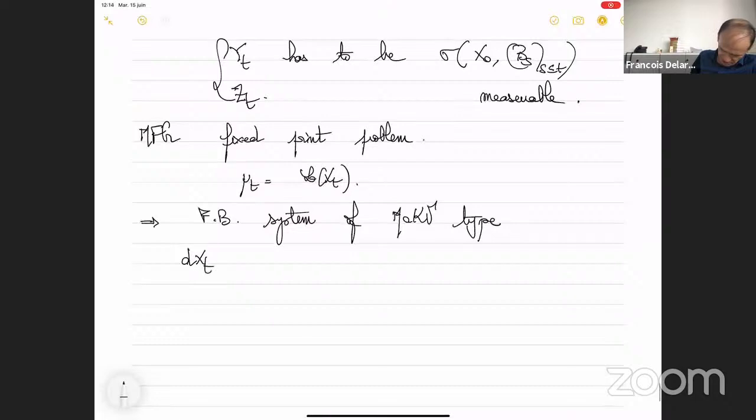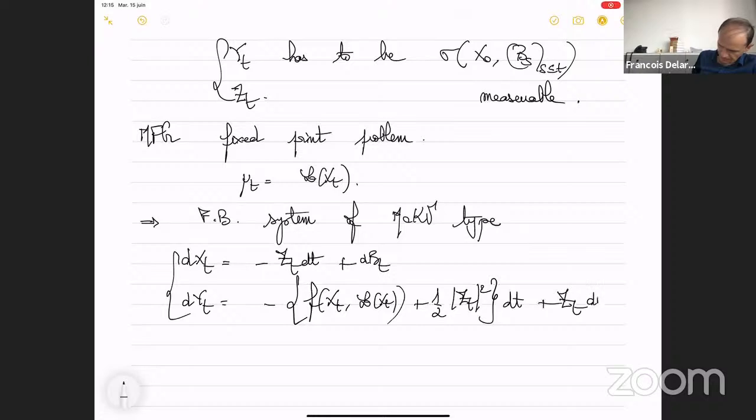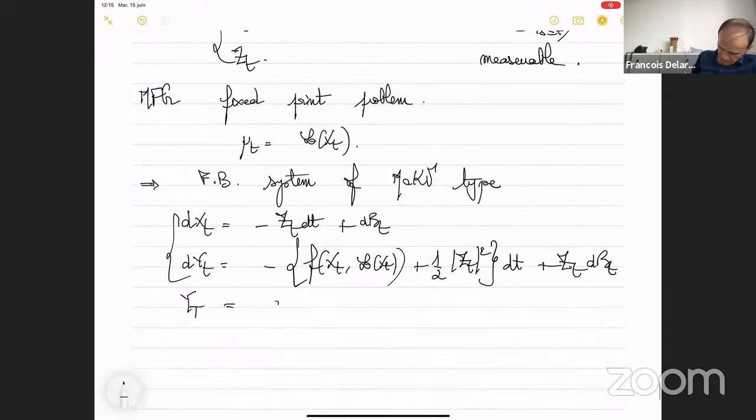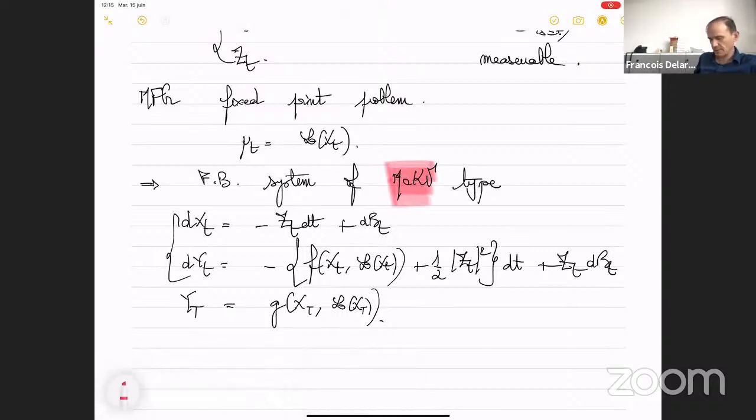So you end up with a forward-backward system of the McKean-Vlasov type. You have that dX_t is minus Z_t dt plus dB_t, and dY_t is minus f(X_t, the law of X_t) plus 1/2 Z_t squared dt plus Z_t dB_t. And then Y_T is g(X_T, the law of X_T). We call this McKean-Vlasov precisely because, so MKV for me means McKean-Vlasov, you have the law of the solution inside the coefficients.